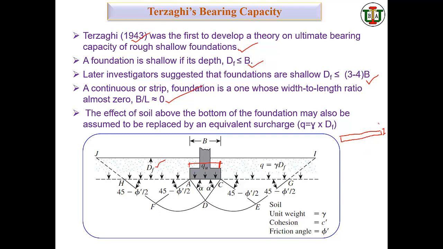Simply, if you consider that width to length ratio, last class I gave the example, if it is 0.3 meter and this is 30 meter, or maybe 10 meter or 20 meter, whatever it is. Suppose it is 20 meter and this is 0.3 meter. If you divide 0.3 by 20, it is very small, right, which tends to 0. So this kind of footing we call strip foundations, or strip footing. Is that clear?